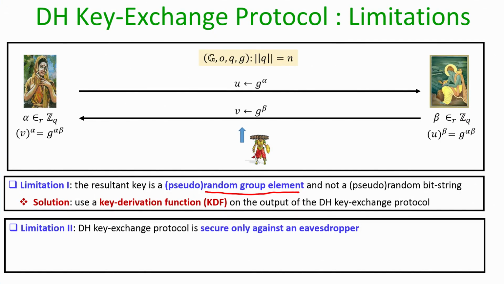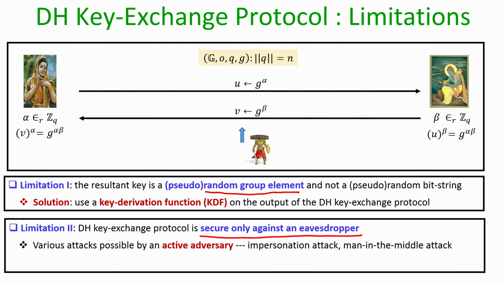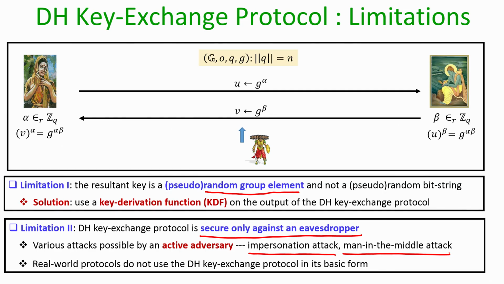The second limitation of the Diffie-Hellman key exchange protocol is that it gives you security only against an eavesdropper who monitors the communication between the sender and the receiver. If our adversary is an active adversary, where it can intercept packets or change the contents of the messages communicated between the sender and the receiver, then it can launch various kinds of attacks like impersonation attack, man in the middle attack and so on. That is why in real world protocols we do not use the Diffie-Hellman key exchange protocol in its basic form. We make modifications on top of it to ensure that we take care of even an active adversary.